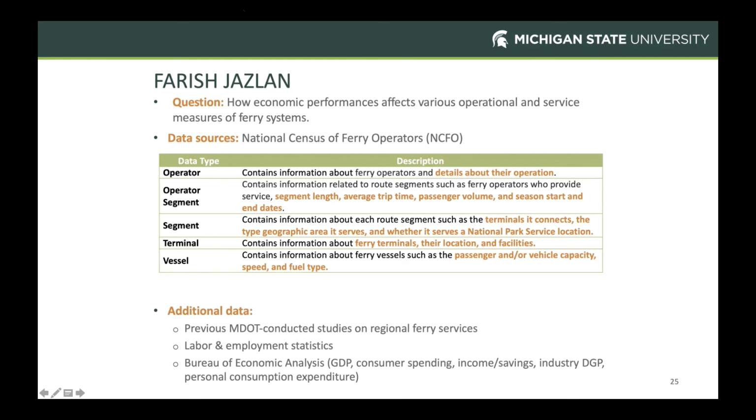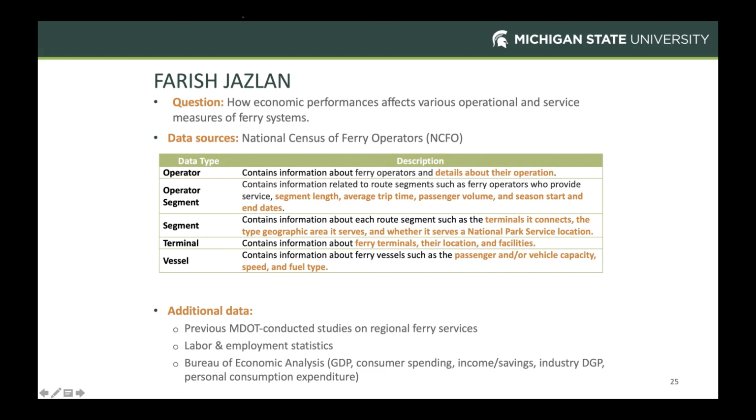The data sources would be mainly from NCFO, the Census for Ferry Operators. On the first column on the left, it's the data type: the operator, segments, terminal, and vessel. These data types contain mostly specific operations of the trips, segment length, average trip, total passenger volume, and seasonalities. We also have details about the terminals, and about the vessels: what type of vessel, what type of fuel, the average speed, and the capacity. That's pretty useful. I think that's all we need for this analysis.